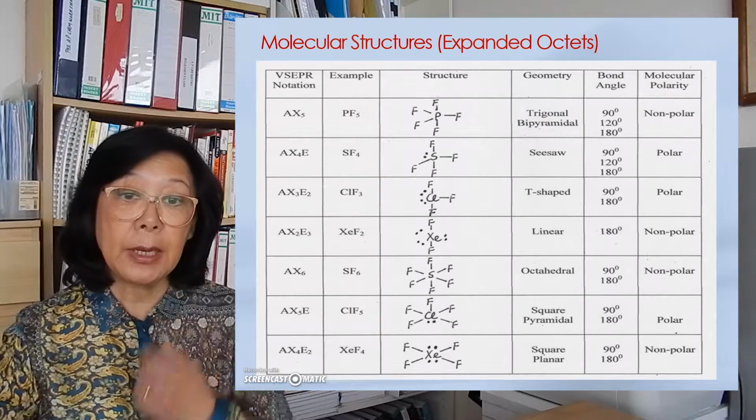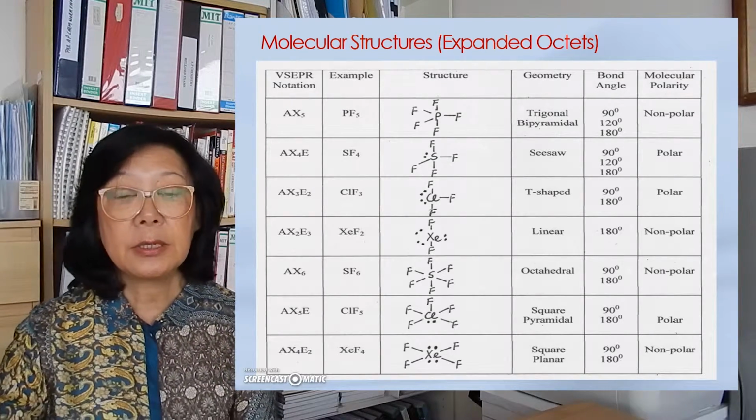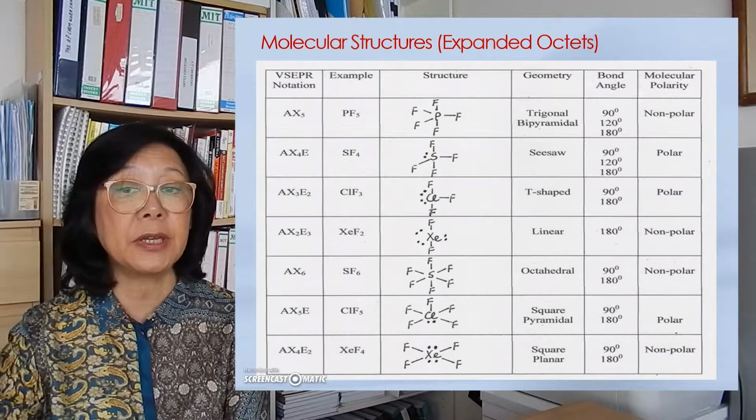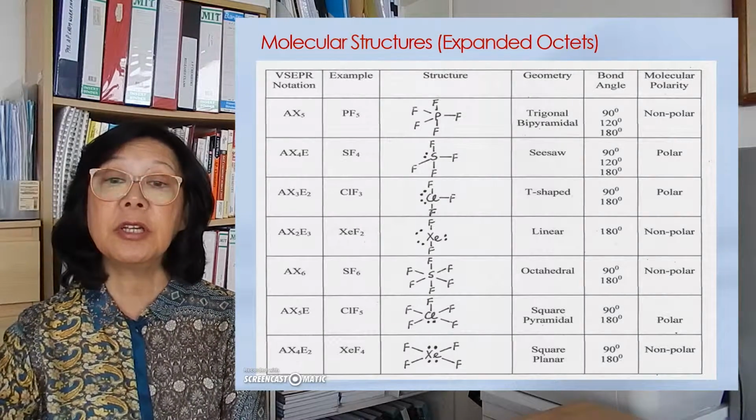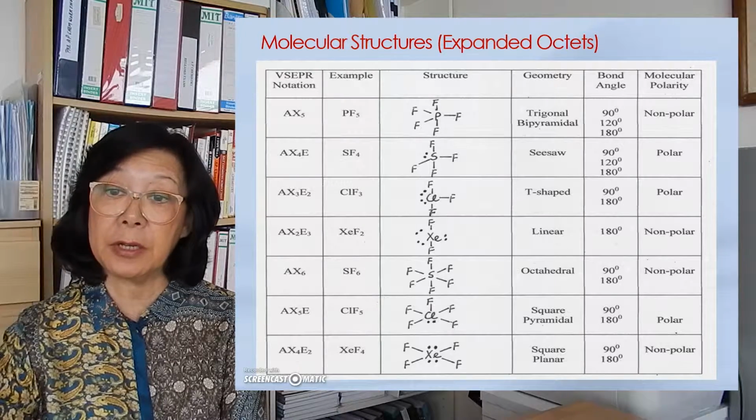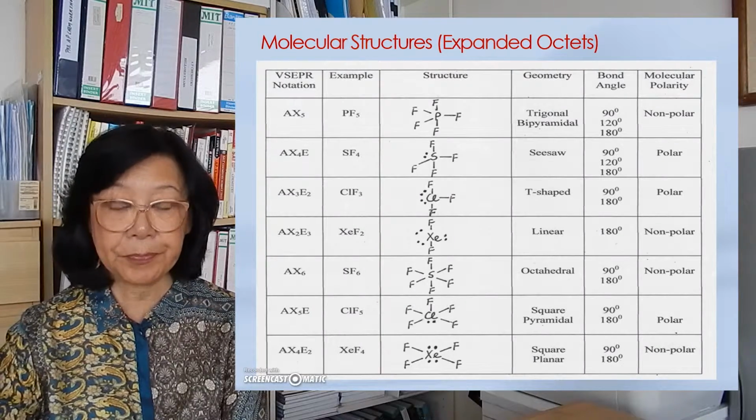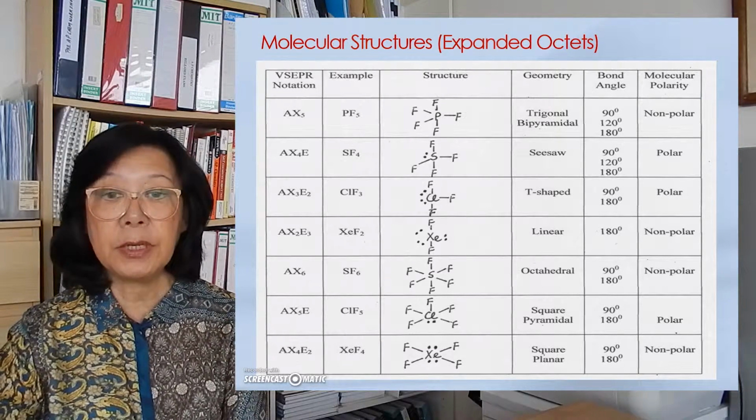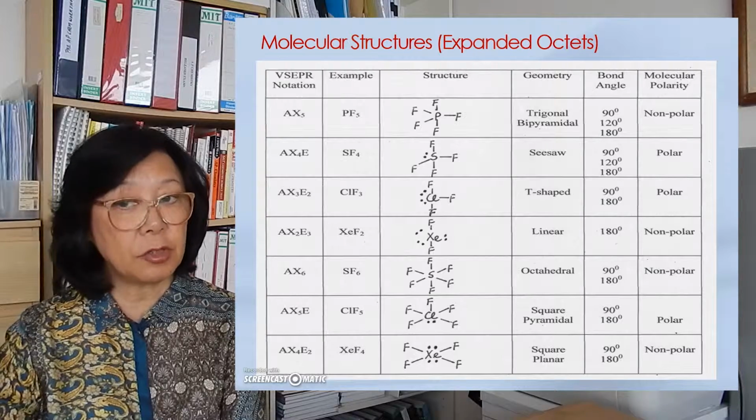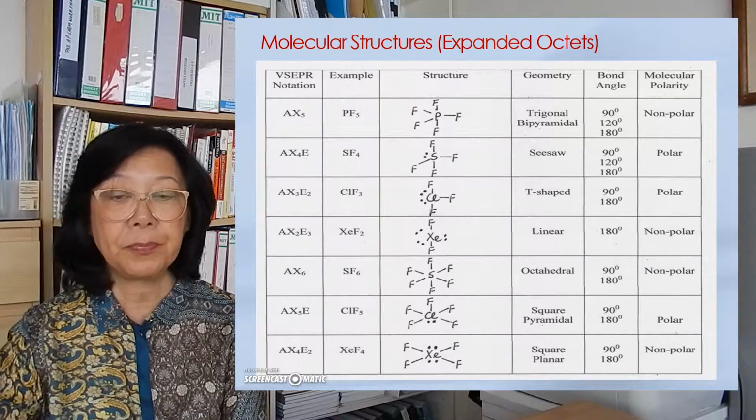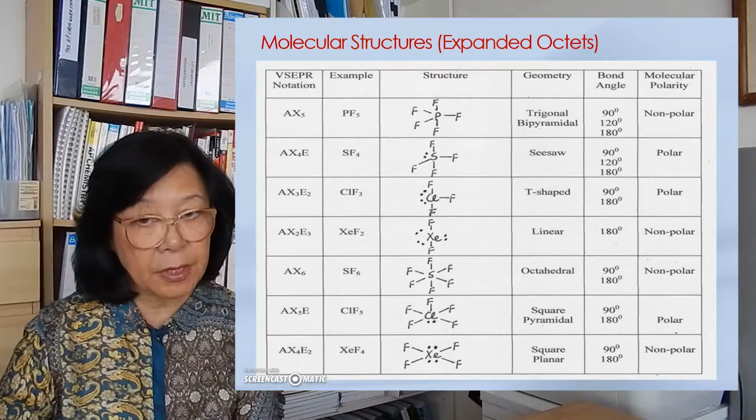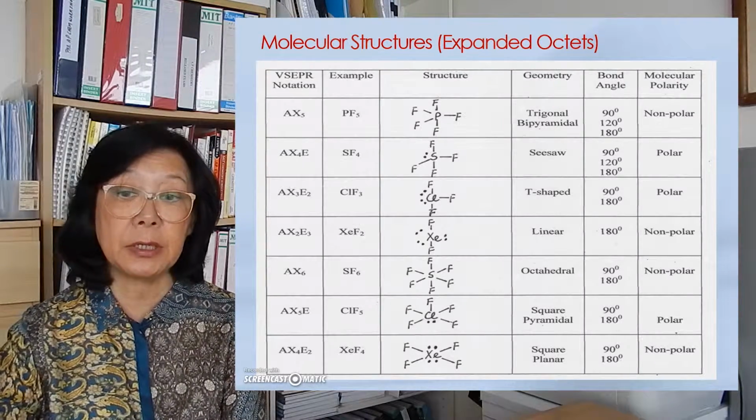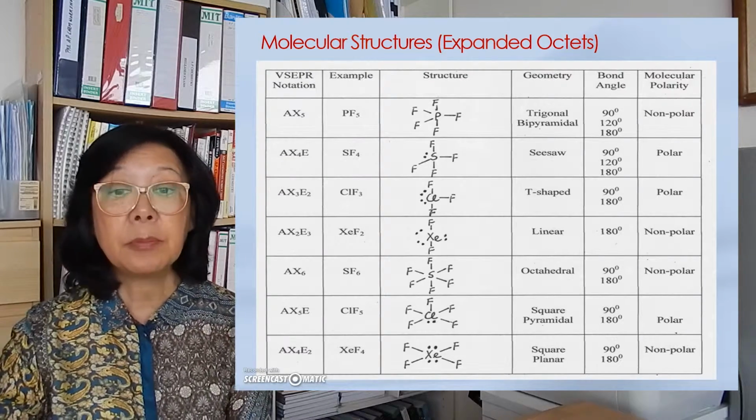Then the next one, AX2E3, xenon being the central atom, surrounded by 3 lone pairs of electrons and 2 bonding fluorine atoms. It is linear in shape, 180-degree bond angle, and a nonpolar molecule. Then we have sulfur hexafluoride, AX6, being the notation, with an octahedral shape, nonpolar molecule. And the next one is AX5E. Chlorine has 1 lone pair of electrons and 5 bonding pairs to the fluorine atoms, square pyramidal, polar.